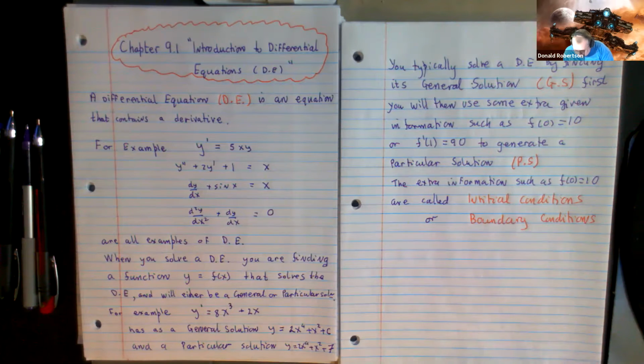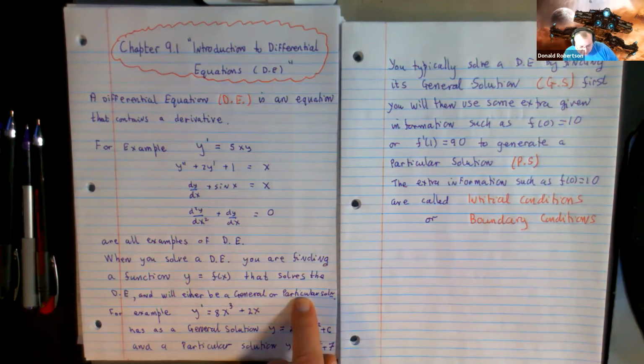And when we solve differential equations, we end up getting two types of solutions. One is called a general solution, and the other is called a particular solution.